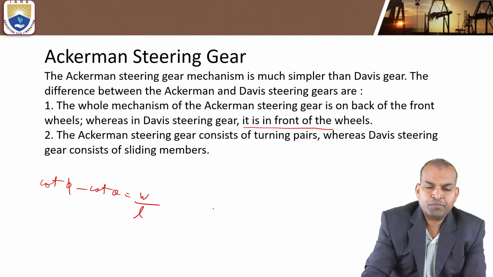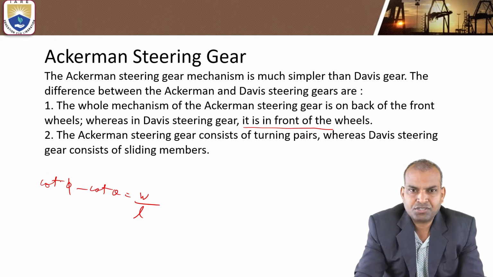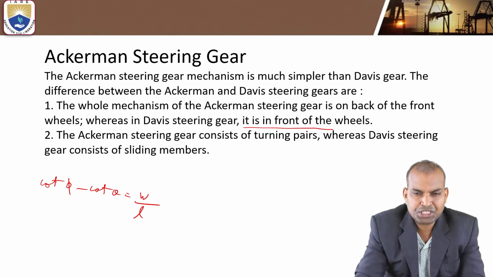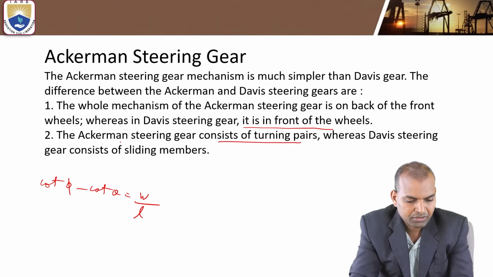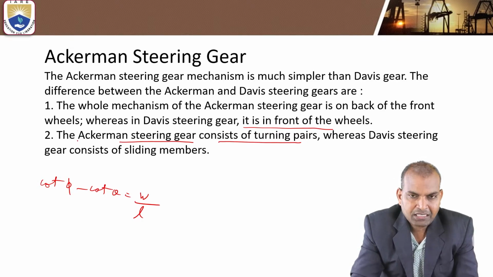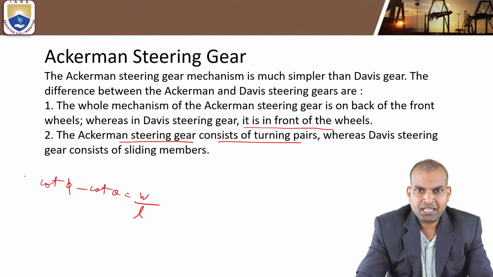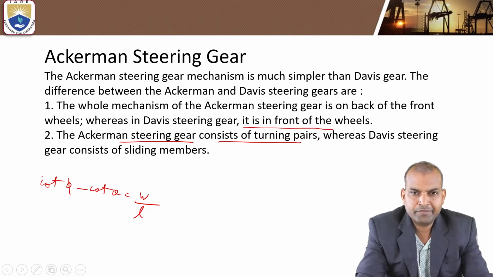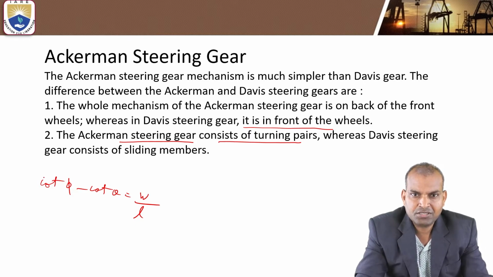Next, the second difference is that the Ackermann steering gear consists of turning pairs, whereas the Davis steering gear consists of sliding members. One more important difference is that the coefficient of friction is high in the case of the Davis steering gear mechanism in comparison to the Ackermann steering gear mechanism.